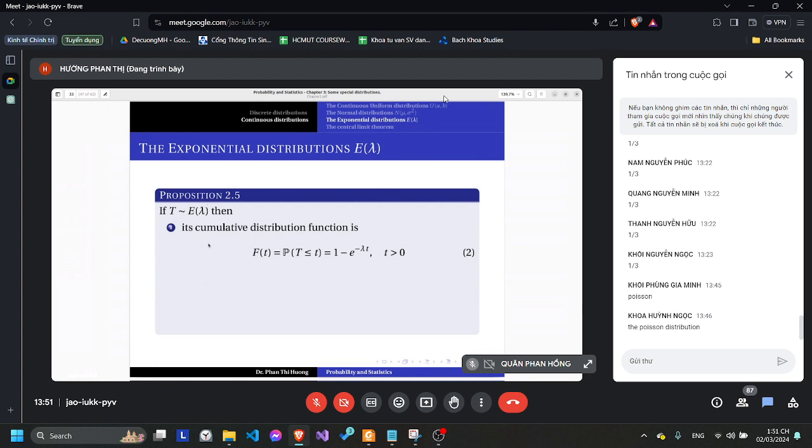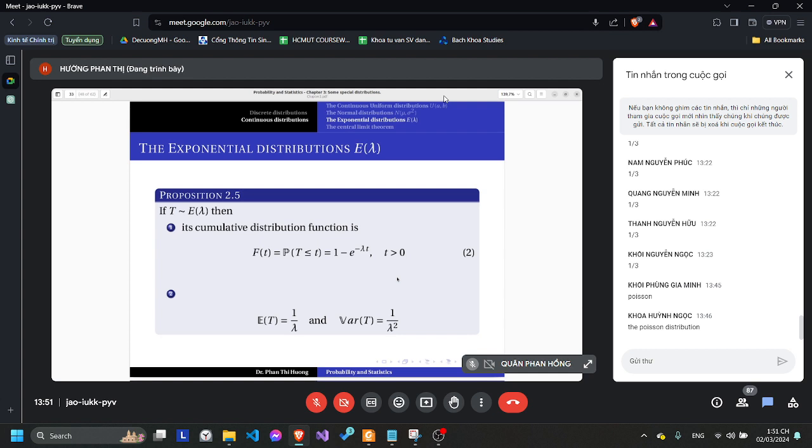And here, this is the cumulative distribution of the exponential. We have F(t) equals the probability that T is less than or equal to t. Generally, this is the definition of the cumulative distribution. Now, for the exponential with parameter lambda, F(t) equals 1 minus e to the power of minus lambda t, of course for any t greater than 0. This is a really useful formula. We use this many times.